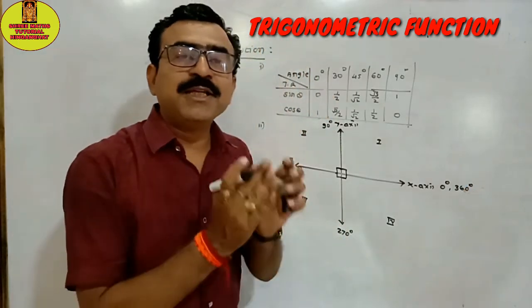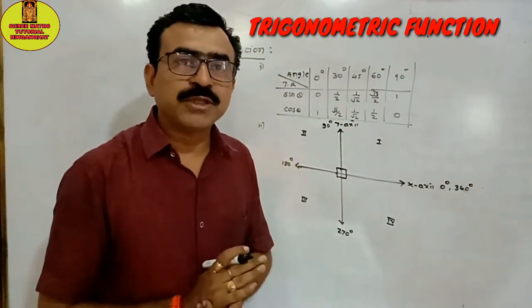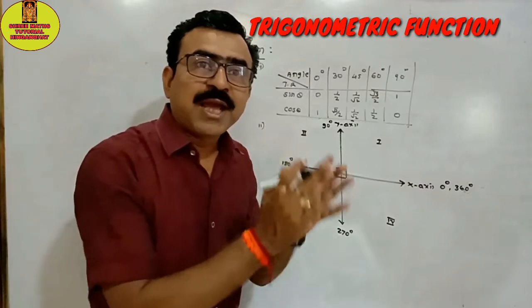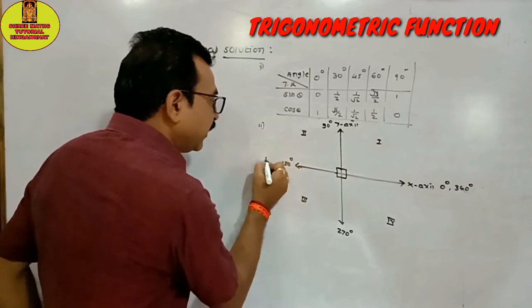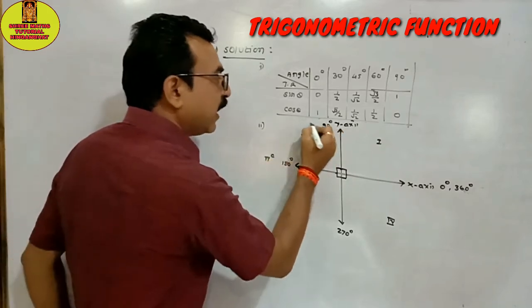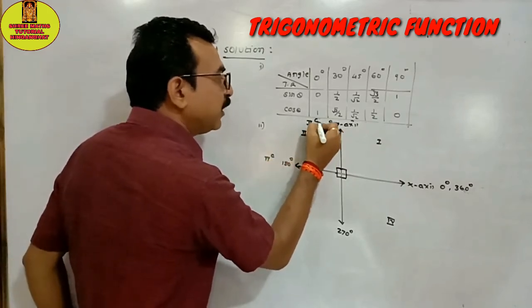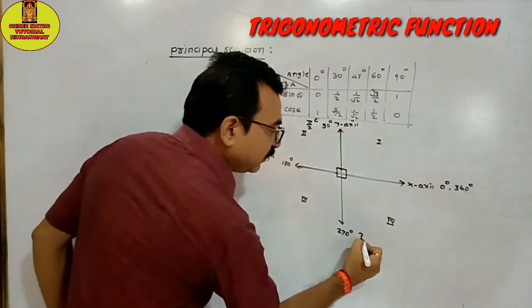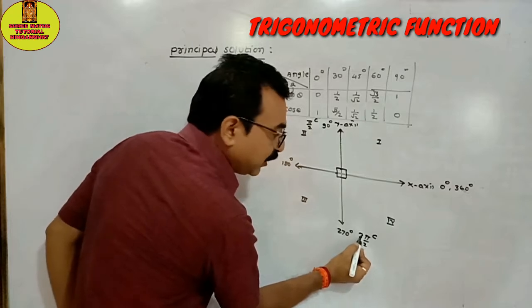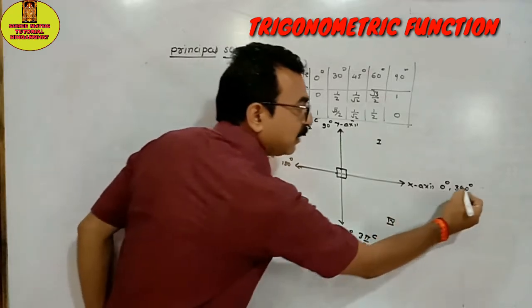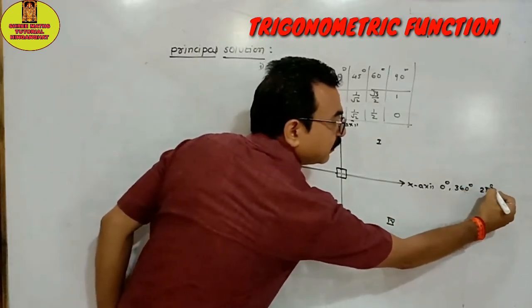But while finding the value of principal solution, you have to take angle in radian. So convert these angles into radian. 180 degree means pi radian, 90 degree means pi by 2 radian, 270 degree means 3 pi by 2 radian, pi by 2 means 90, 90 into 3 means 270 and 360 means 2 pi radian.